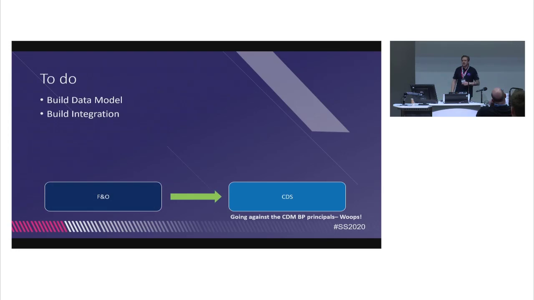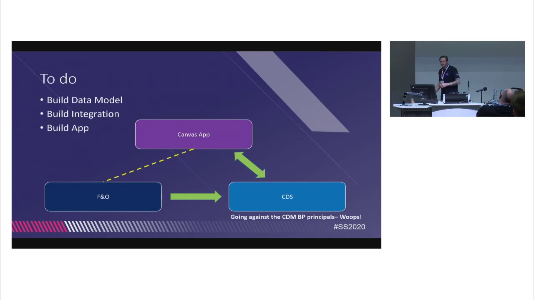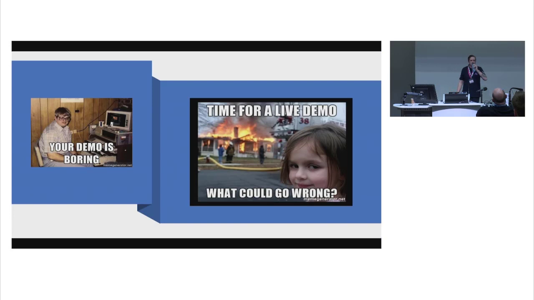So we're going to integrate finance and operations customers into the new customer entity in common data service live today. Always a risky one because I've done this a few times and it has failed a couple. So let's see what it does today. And then we're actually going to build the Canvas app, which will be able to take information from the CDS and actually push that information back, but be exposed on finance and operations and pass parameters. So it's a nice little triangle of awesomeness there. So after that, we will actually deploy the application itself. So let's begin.